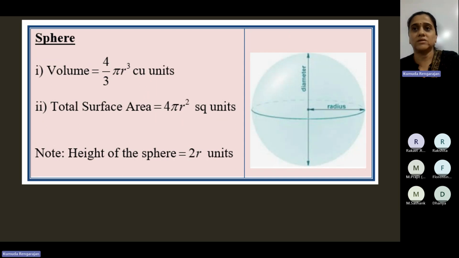Online students and here children, you also. Sorry to disturb. So for a sphere, the TSA is 4 pi r square.